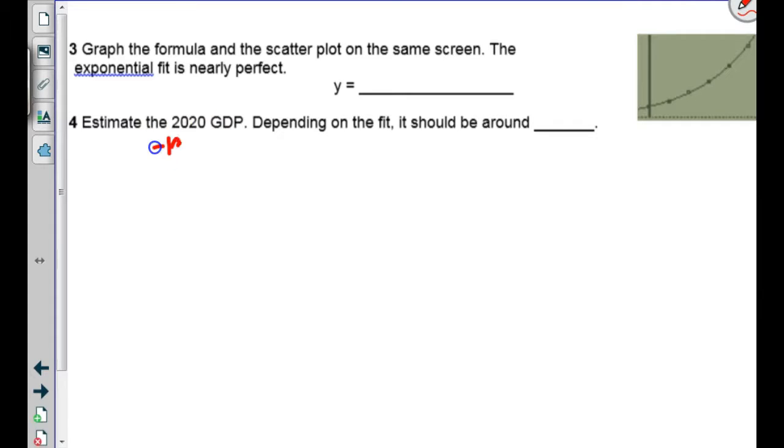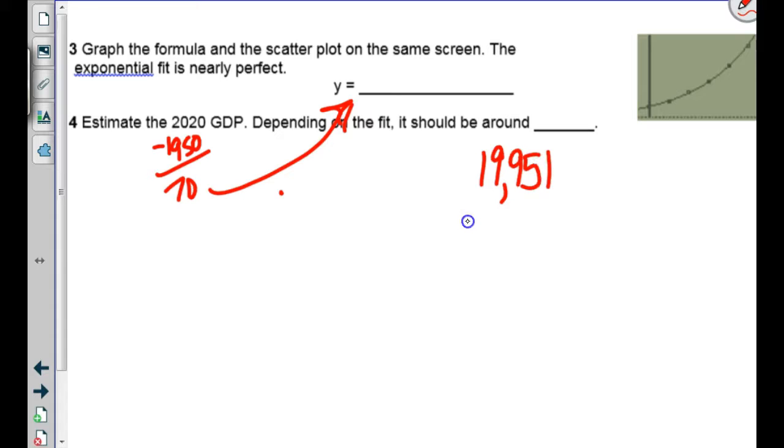So we did minus 1950 and we got 70. And then we put 70 into the table or the equation, and we got, someone read it to me, 19,951. Okay, and I don't teach econ, so I don't know much about what that means. I'm sorry.